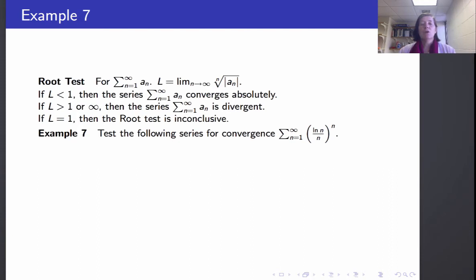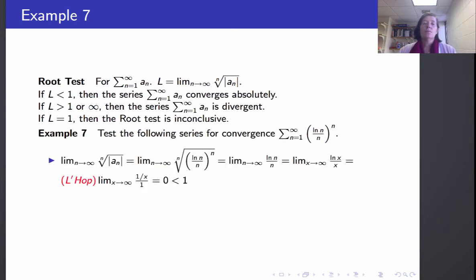The sum from 1 to infinity of (the natural log of n over n) to the power of n. This is obviously an ideal candidate for the nth root test, so that we don't have to worry about that nth power. So the limit as n goes to infinity of the nth root of the absolute value of the nth term is the limit as n goes to infinity of the natural log of n over n.